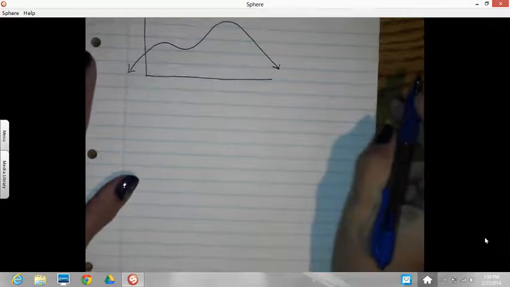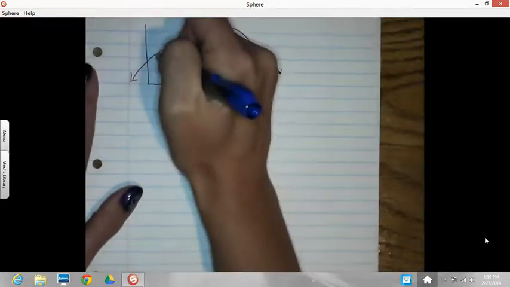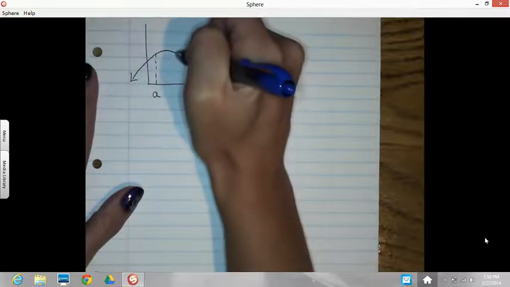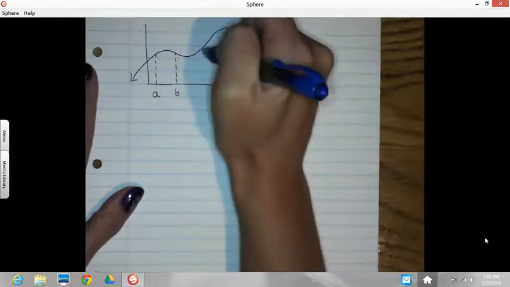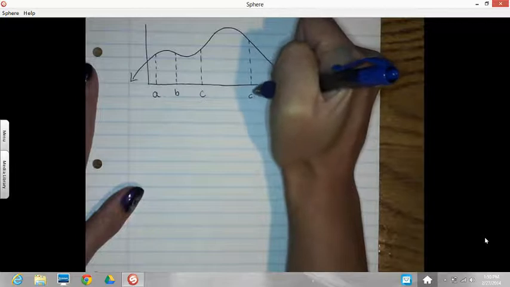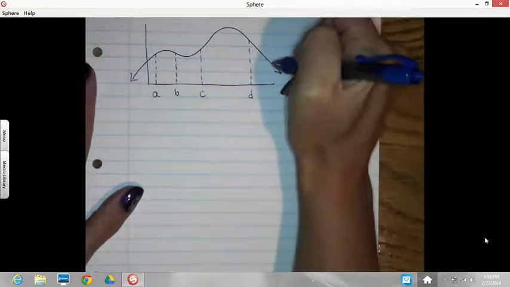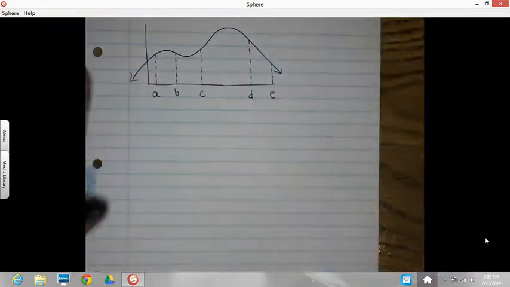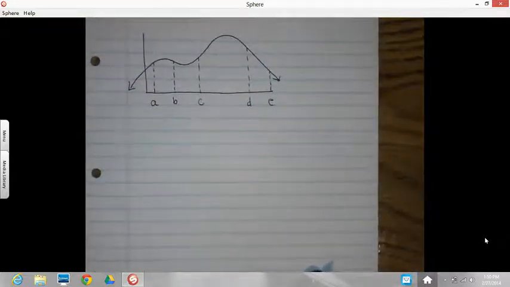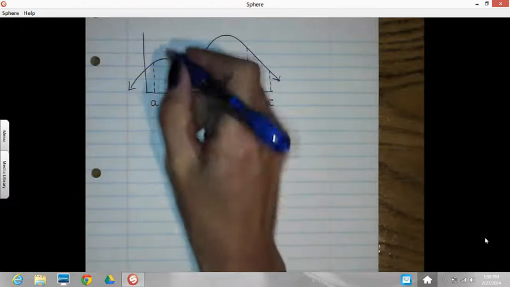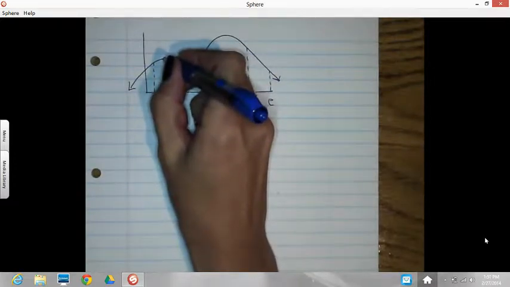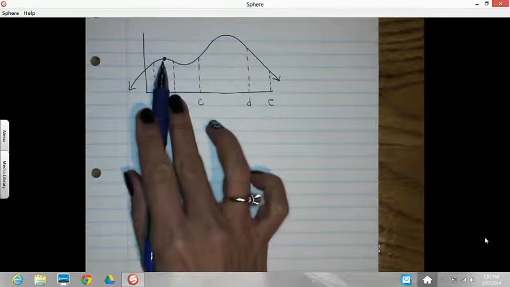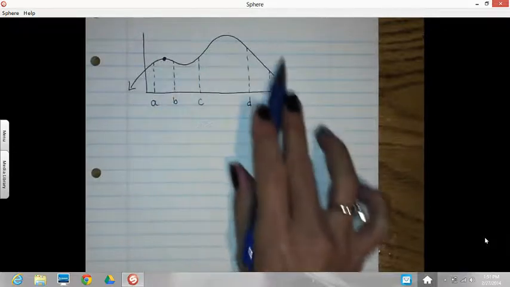Okay, I'm going to chunk this up from A to B to C to D to E. And what I did was I picked an interval where I'd have a critical point all the way through here. From A to B, I can see the critical point is this maximum right here. And this would be considered a relative max because it's not the highest point on the entire graph. It's just the highest point in this interval from A to B. So from A to B, this would be my relative max.